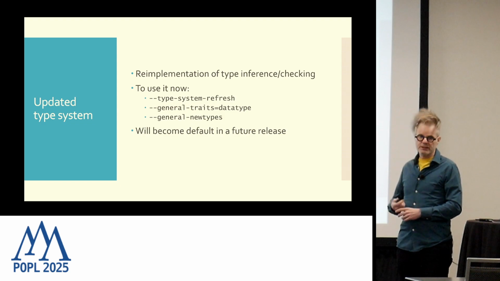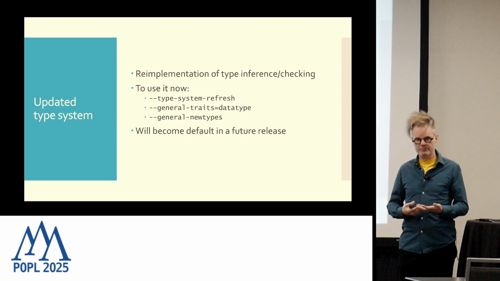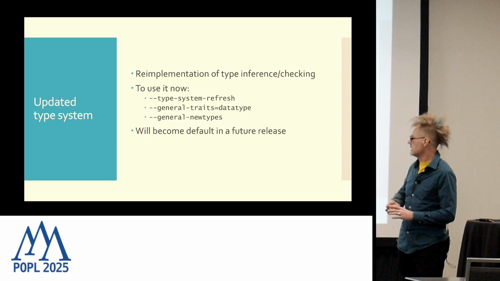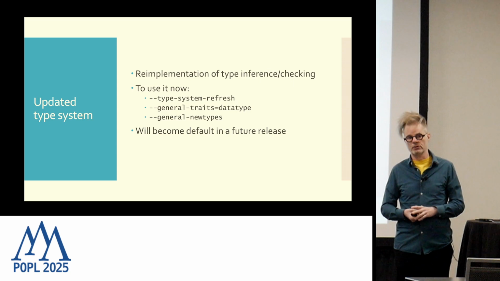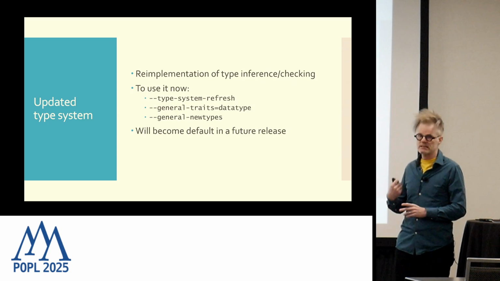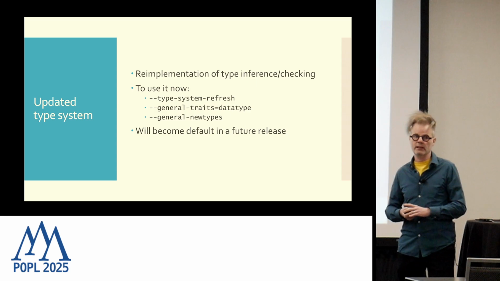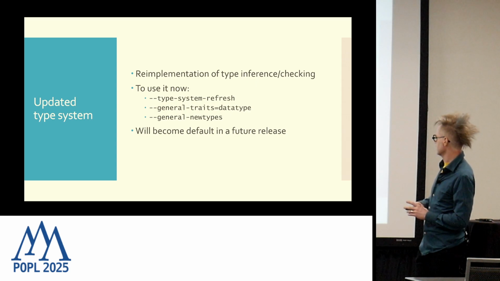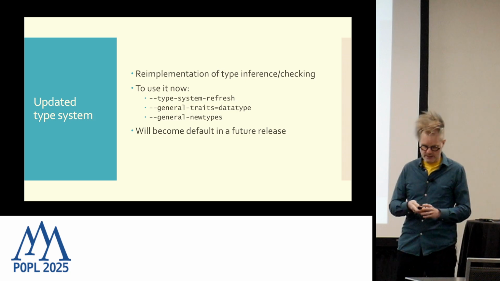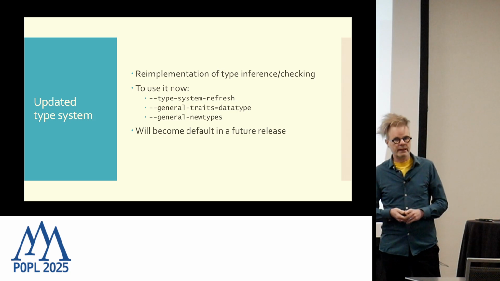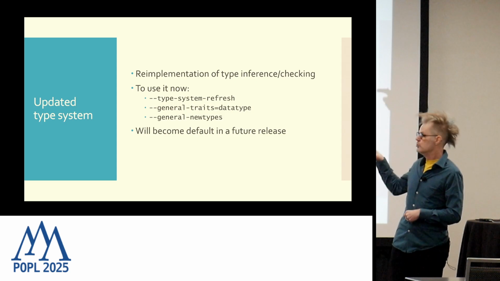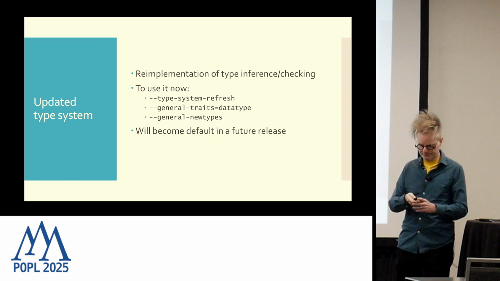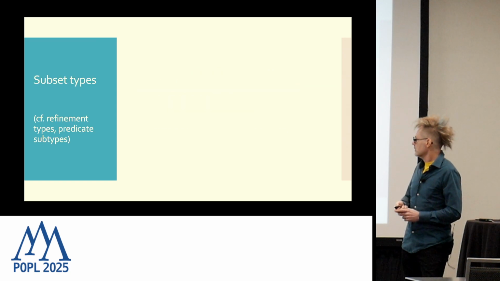You can get the new type system by using these 3 command line flags, and several of our users at AWS are using these. This has been in use for well over a year, but we're going to make those the default soon. So what I'm going to talk about on the next several slides assumes these flags.